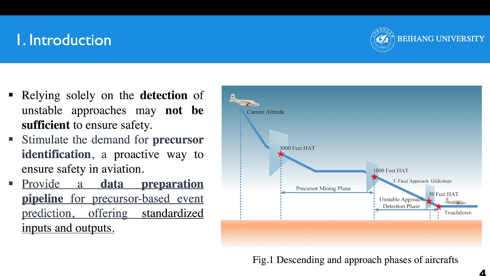However, relying solely on the detection of unstable approaches may not be adequate to guarantee safety in aviation. It stimulates the demand for precursor identification, a proactive way to ensure safety in aviation. In this work, our purpose is to provide a data preparation pipeline for precursor-based event prediction, which offers standardized inputs and outputs. It's the preliminary work of precursor identification of unstable approach.